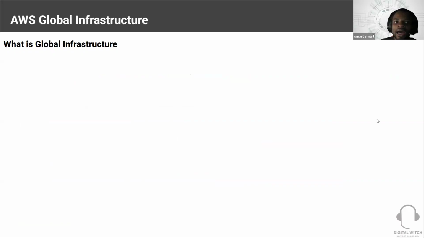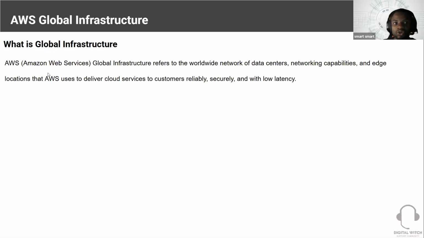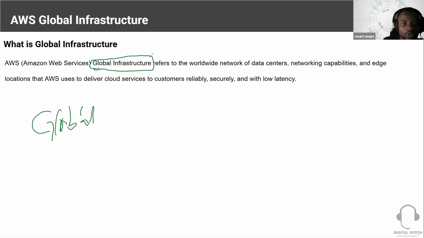Now let us look at the global infrastructure of AWS. So what is global infrastructure? Global infrastructure refers to a worldwide network of data centers. I know many people will hear this and start fidgeting. Please don't fidget, all right? This is just a common word. You know what global means, right?